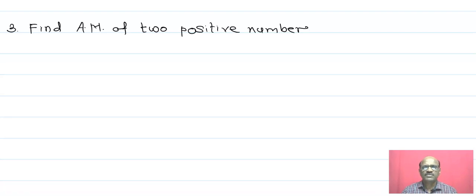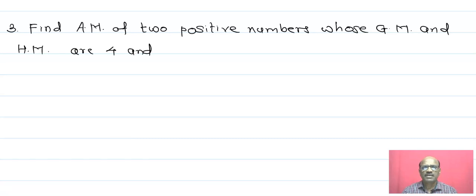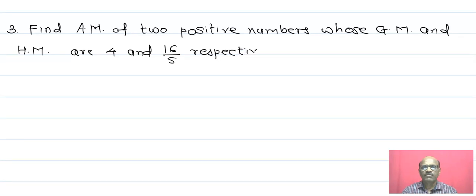Now next is, find AM of two positive numbers whose GM and HM are 4 and 16 upon 5 respectively.